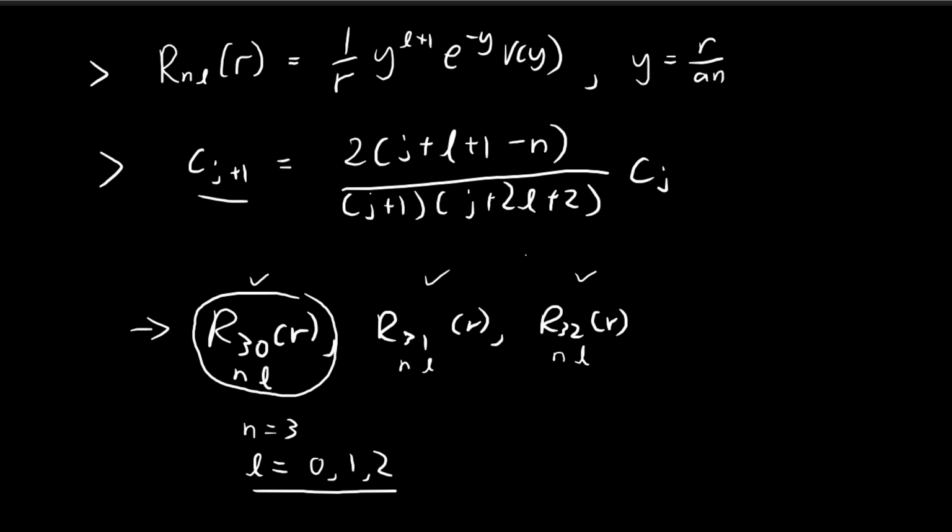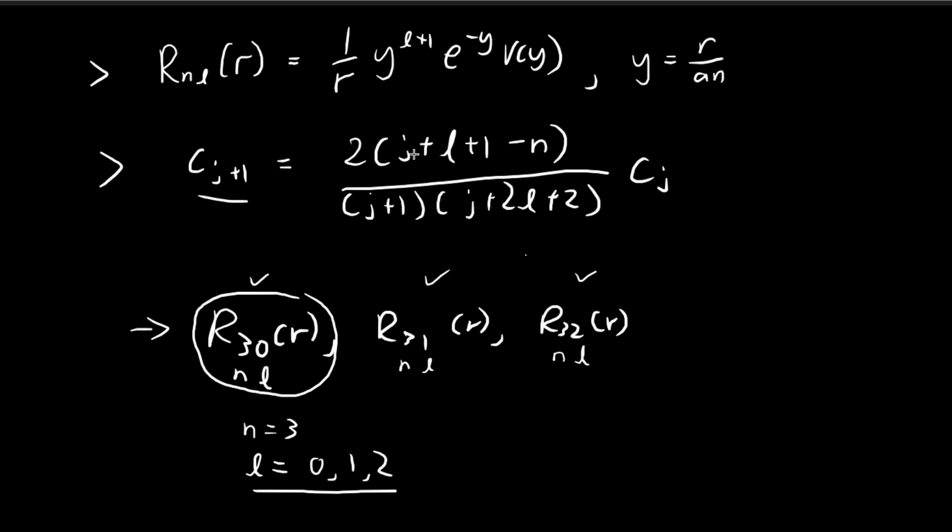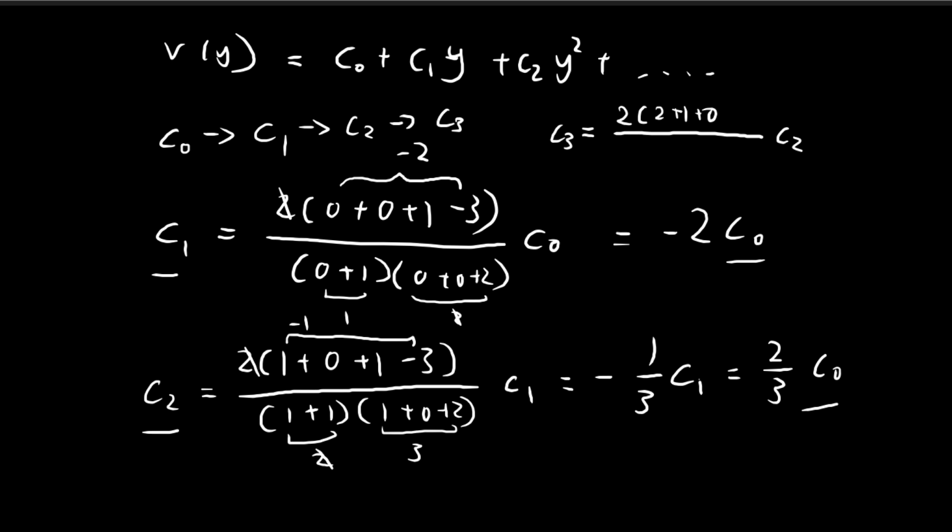You can just take this expression. If you notice the numerator, you have 2, and then once again you have j plus l plus 1, so we have 2 plus 1 plus 0. So the 0 is the l, we have the 1, and the j now is equal to 2. And then we have minus 3 because of the minus n. And then you can see that this is actually just 3 minus 3, so it's equal to 0.